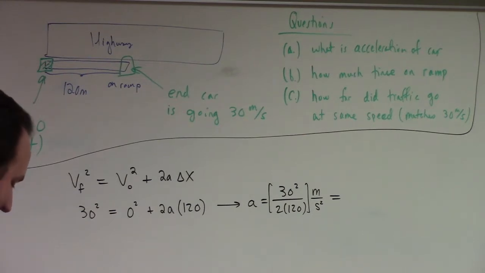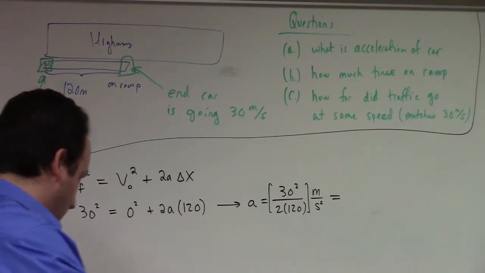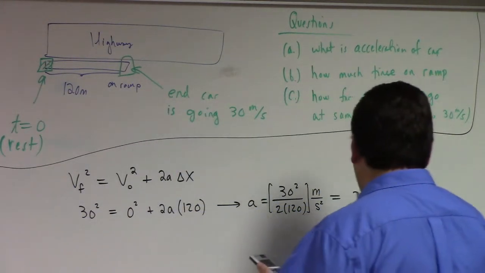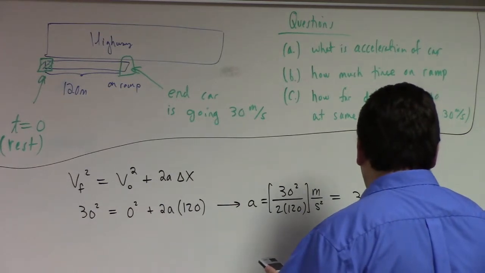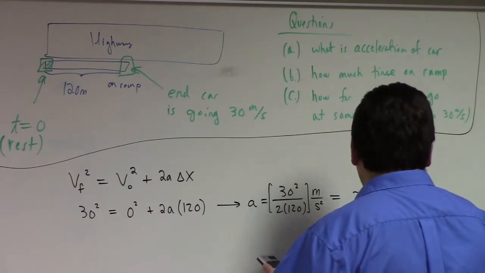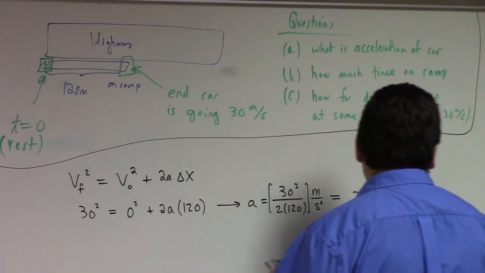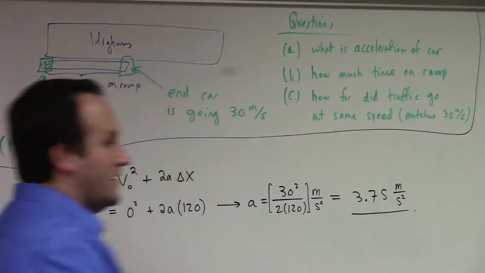Okay, so 30 squared. And then once I stopped taking points off, I decided, well, if you guys can be lazy, I can be lazy, right? So 2 times 120. It's not like NASA's ever wasted millions or billions of dollars on a unit conversion or anything. That actually happened. So 3.75 meters per second squared. There you go.